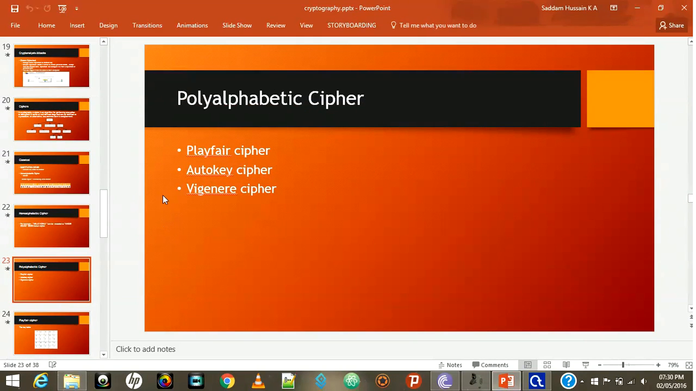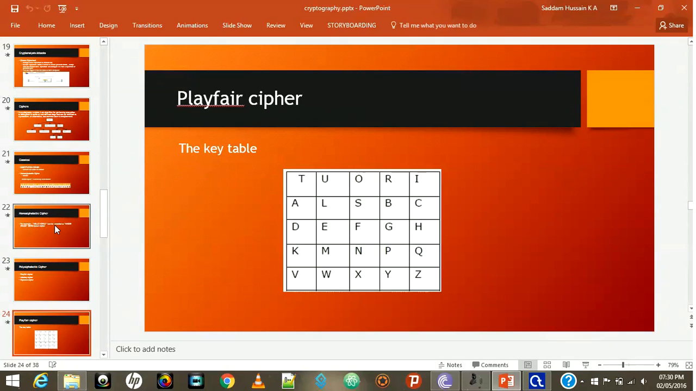Now we have seen monoalphabetic. Now we will see polyalphabetic ciphers. In polyalphabetic we have the Playfair cipher, AutoKey cipher, Vigenere cipher, and some others. Let's go for the Playfair cipher. What is the Playfair cipher? The key table for the Playfair cipher is given like this.